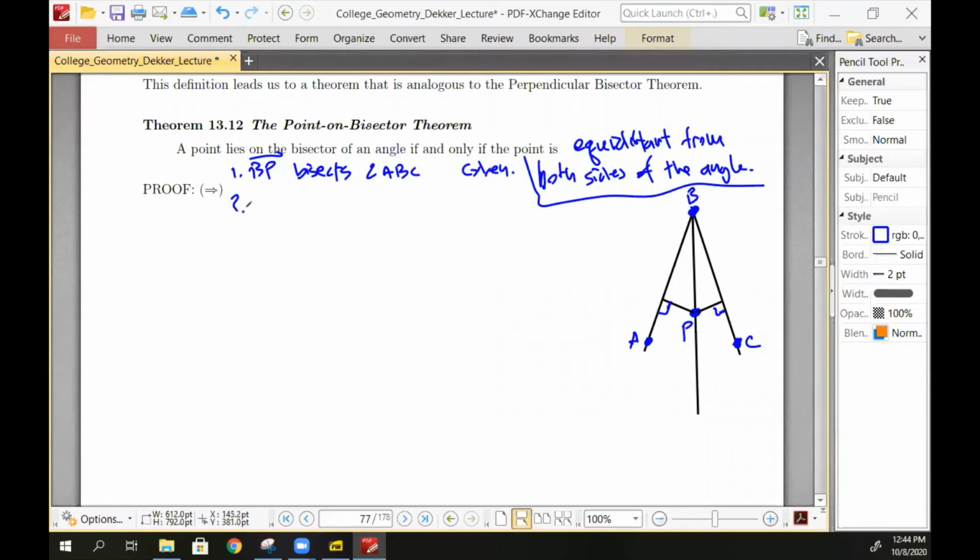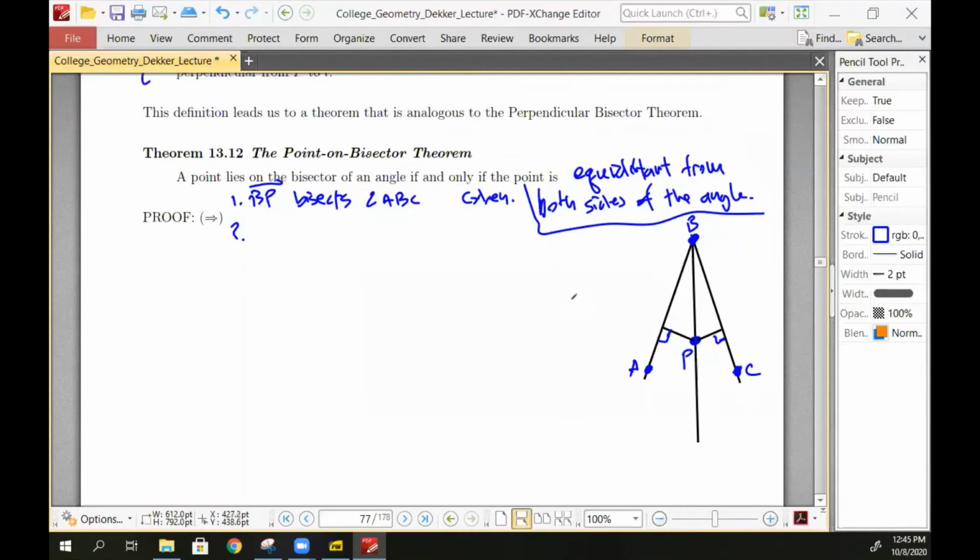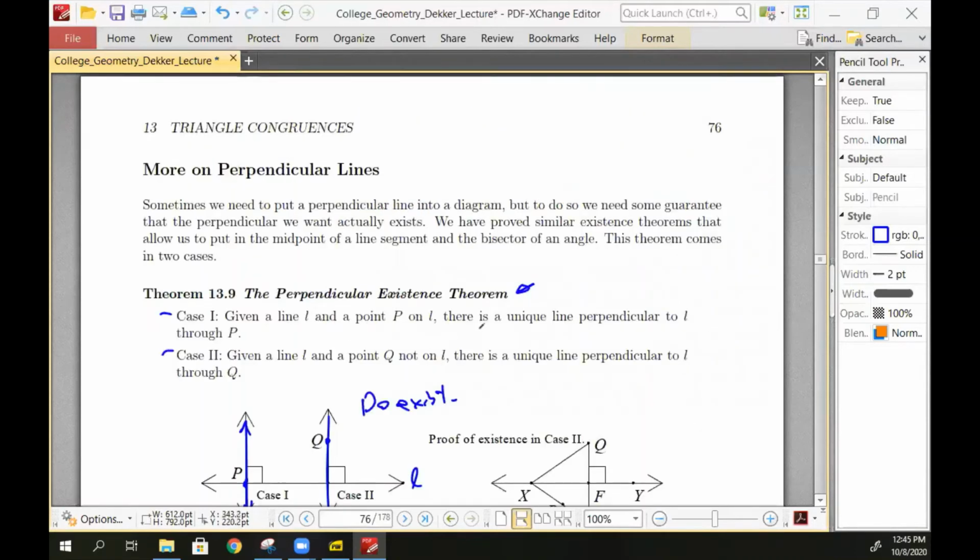And the next step is to say, right, we don't have these other lines yet. We say P is on the bisector. So if we have this point on the bisector, we can create two lines, this one and that one, that are perpendicular to AB and perpendicular to CB, which we can identify based on the perpendicular existence.